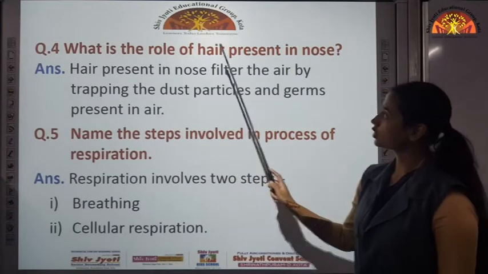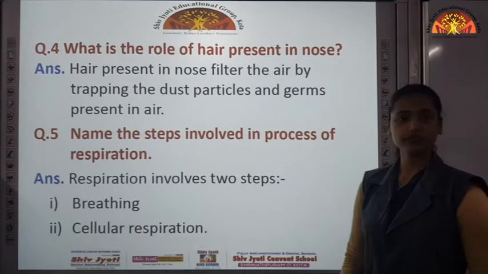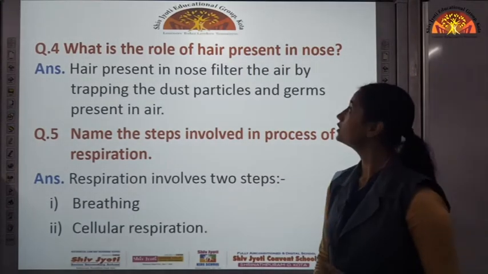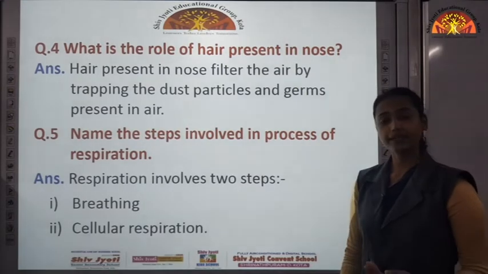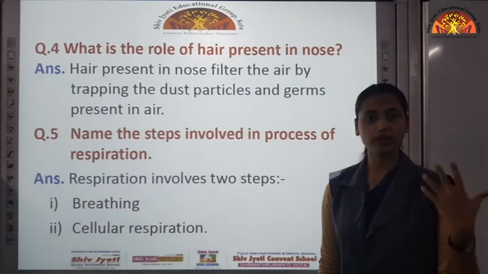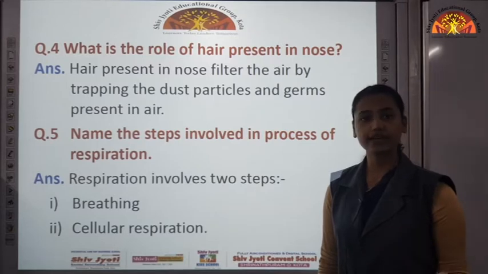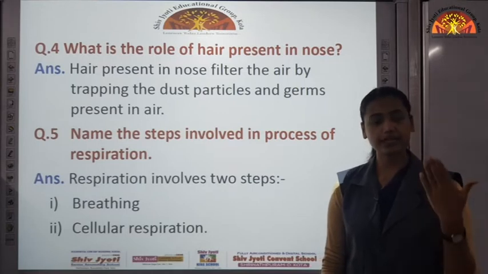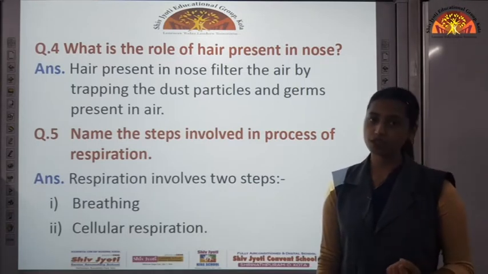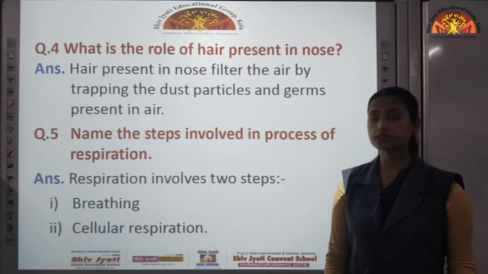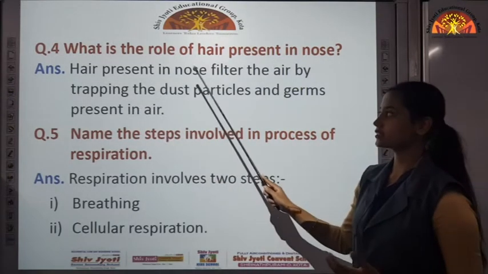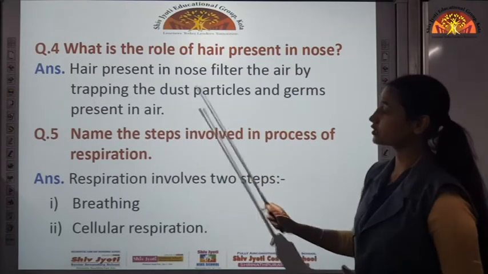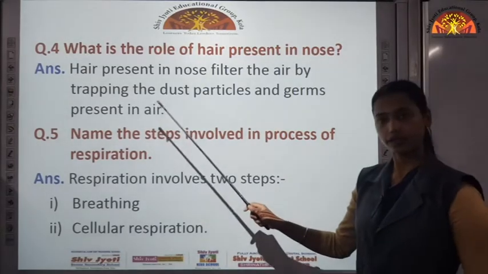Question 4, what is the role of hair present in nose? As you have seen, we have small thin hair present inside our nostrils. So, what is the role of those hair? They filter the air. As we know, the air around us is very polluted. It contains microorganisms and dust particles. So, if we inhale those particles directly, it can harm our body. So, filtration of air is a must. So, natural hair are present in nose. Hair present in nose filter the air by trapping the dust particles and germs present in air.